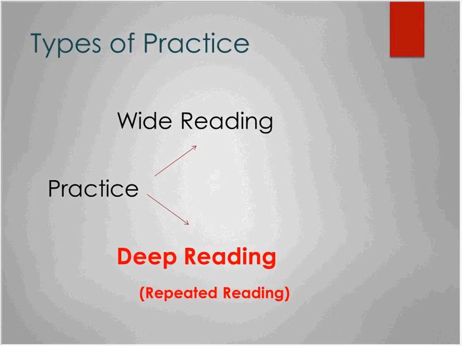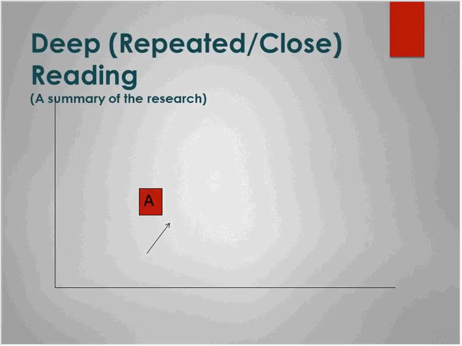So what we need to balance is wide reading with what we call deep reading or repeat reading, or some call close reading. It's practicing something multiple times until you get good at it, and then moving on to the next passage. This is what Jay Samuels found in that study of his, the method of repeated readings. And here's the way it works.